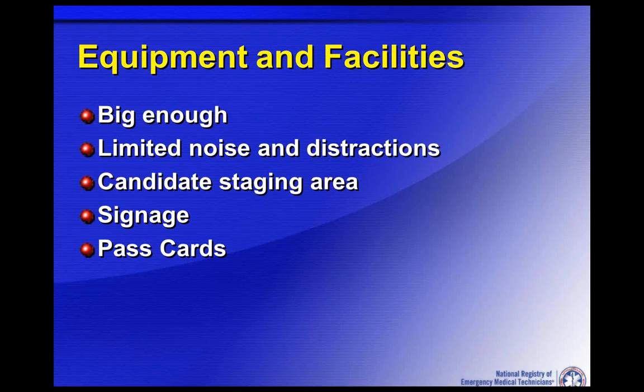So now we've got all our people set up. We need to have our equipment and our facilities. We want to make sure that we have an area that's big enough. We want to limit the noise and the distraction for the candidates. We want to have a staging area where the candidates can go, and a central area where they're collected, and when they're sent out to the different areas that they're testing at. We want to have signage up so they know, not only do they know to go to room 101, but there's a big sign on the door of room 101, spinal immobilization supine. They know that that's the station they're supposed to go to.